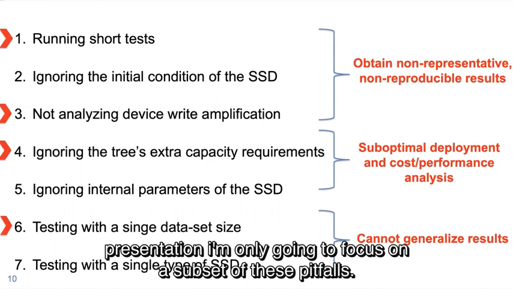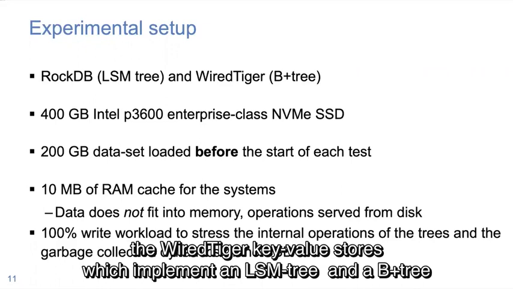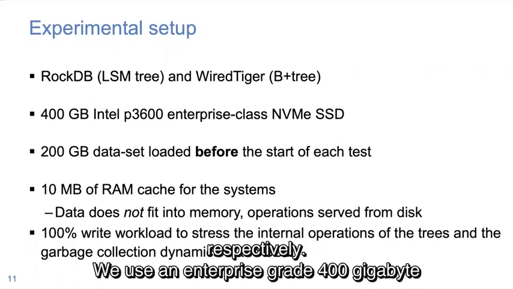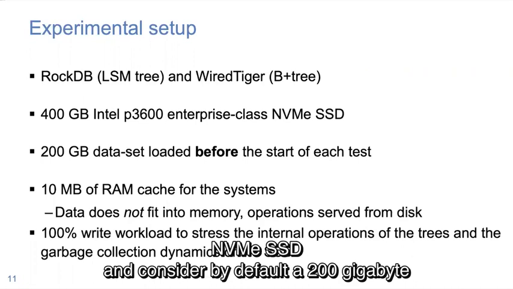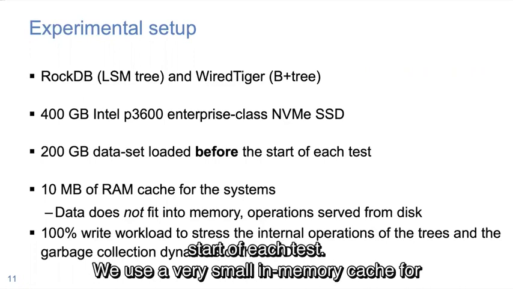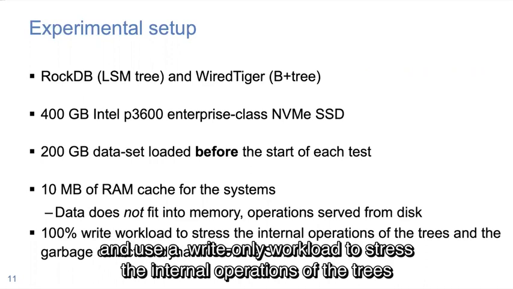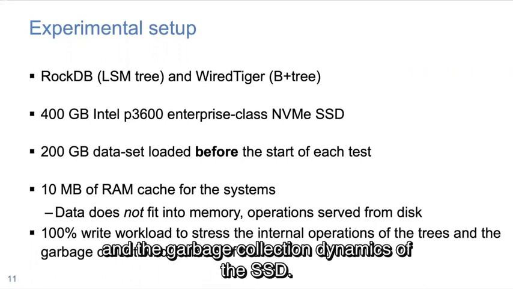In the interest of time, in this presentation, I'm only going to focus on a subset of these pitfalls. In the experiments that we run to show our pitfalls, we use the RocksDB and WiredTiger key-value stores, which implement an LSM tree and a B+ tree respectively. We use an enterprise-grade 400 GB NVMe SSD and consider by default a 200 GB dataset, which we load in the systems before the start of each test. We use a very small in-memory cache for the systems so that the data does not fit into main memory, and use a write-only workload to stress the internal operations of the trees and the garbage collection dynamics of the SSD.